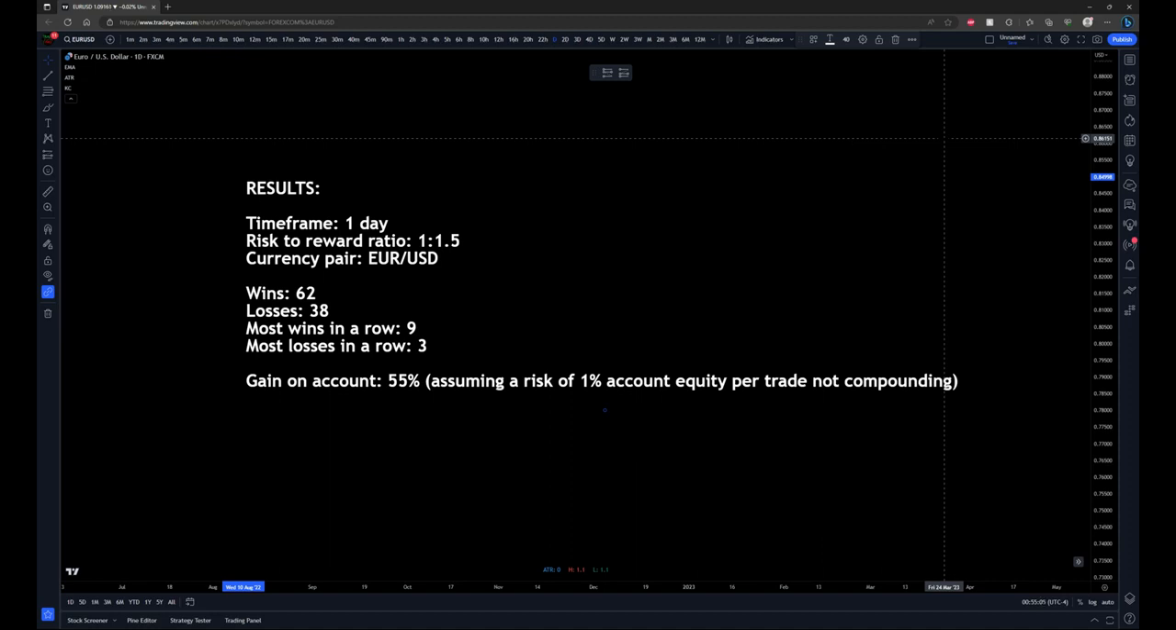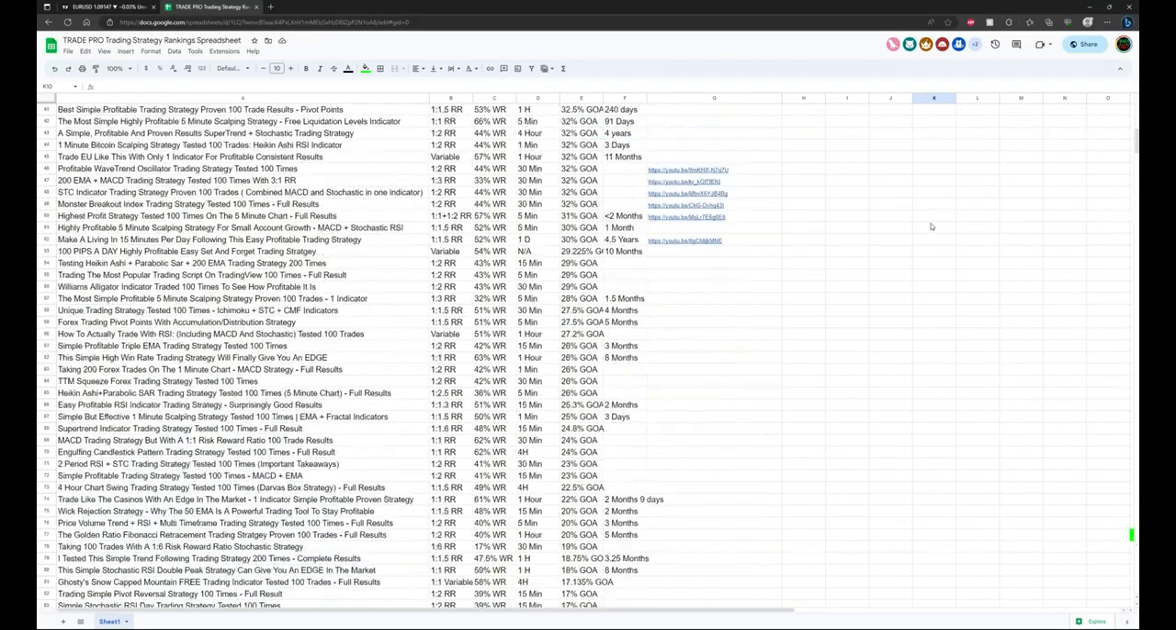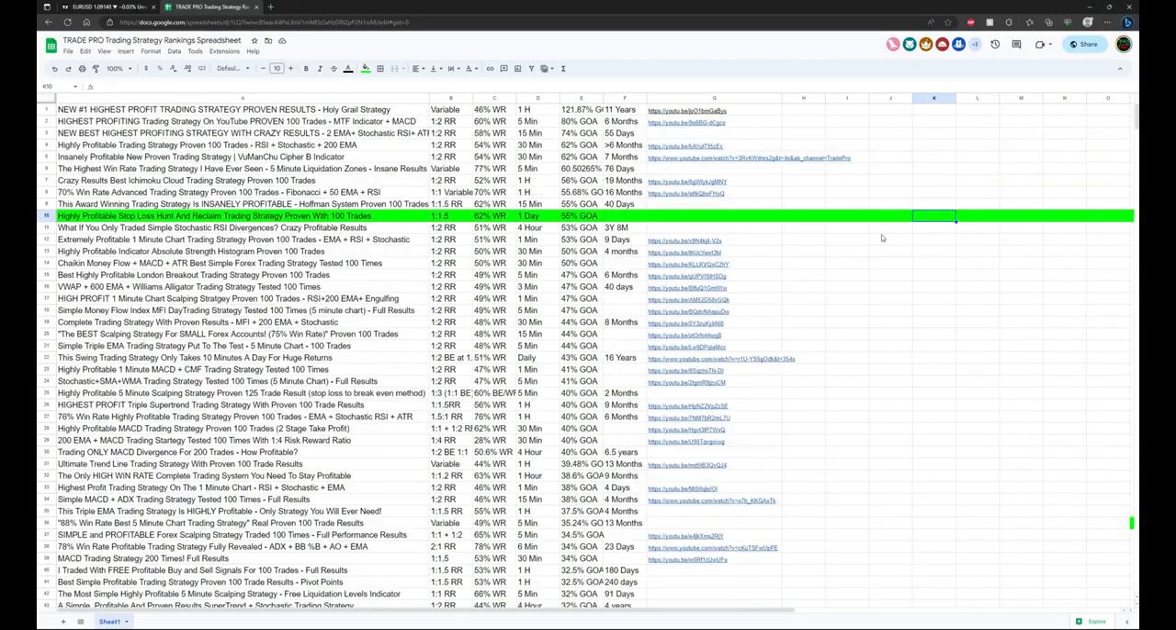The gain on the account figure, 55%, obviously assuming a risk of 1% of account equity per trade and not compounding. So this one did really, really well. We'll pop it onto the strategy ranking spreadsheet and see where it stacks up against others. All right, here it is on the strategy ranking spreadsheet, falling at spot number 10 out of 99 strategies tested on the channel so far. So really doing well, especially with a 1 to 1.5 risk to reward ratio.